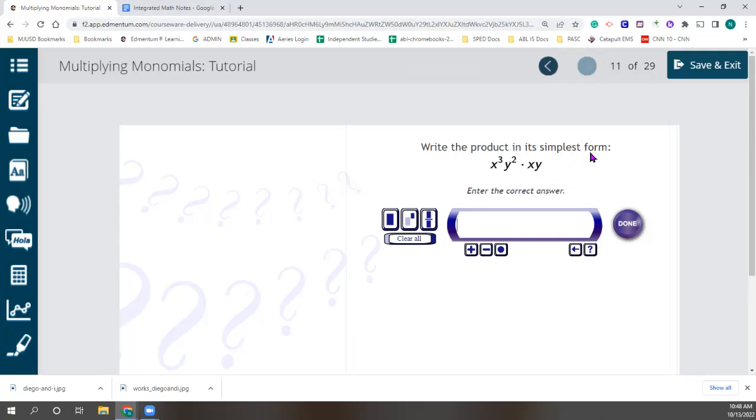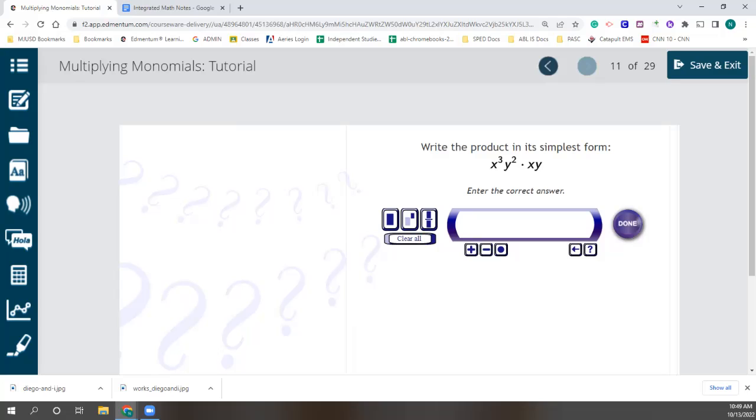Write the product in its simplest form. X3, Y2 multiplied by XY. So this is where I am going to use my handy dandy paper, and I'm going to write X to the third, Y squared, multiplication symbol, XY. And then I'm going to do an equal sign and distribute.